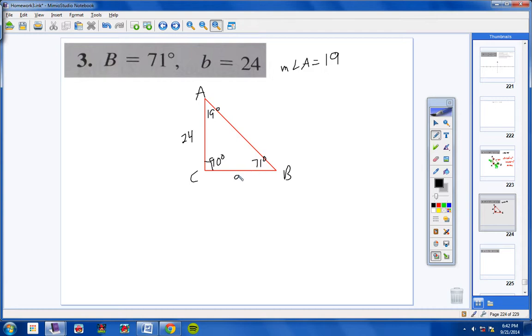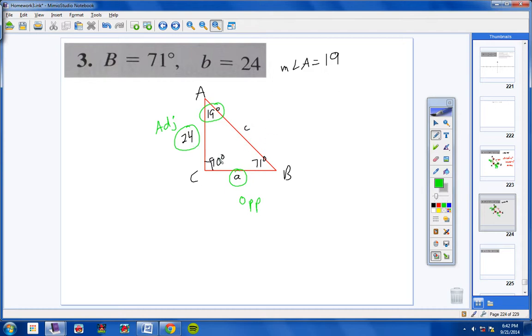Now, you can solve for side A if you want to, or side C. I'm going to solve for side A, and I'm going to use this angle here. I think this time, students, I'm going to try something different. No reason, just to show you that you can use other angles. I'm going to use angle 19. So going across from angle A, this is my opposite side. This side right here would be my adjacent side. Obviously, I'm not going to use side C because I would have two unknowns.